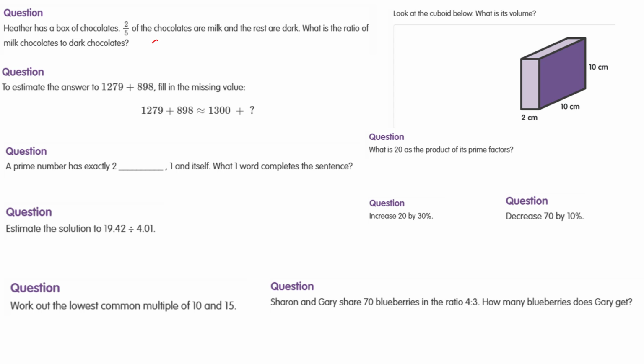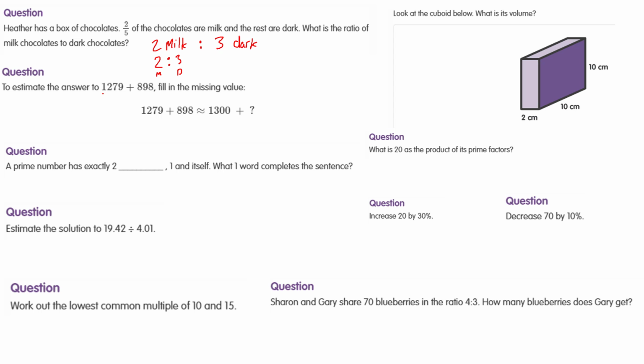So we know 2 are milk. That must mean the 3 other are dark. So that is the ratio, and we write the ratio like this. So this answer would just be 2 to 3, and 2 stands for the milk, 3 stands for the dark chocolate. Estimation, we've got to estimate this answer.